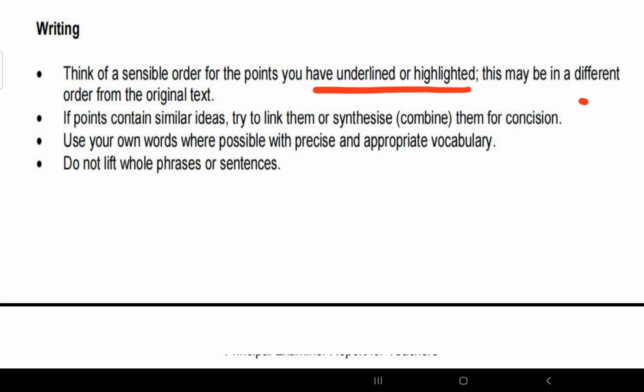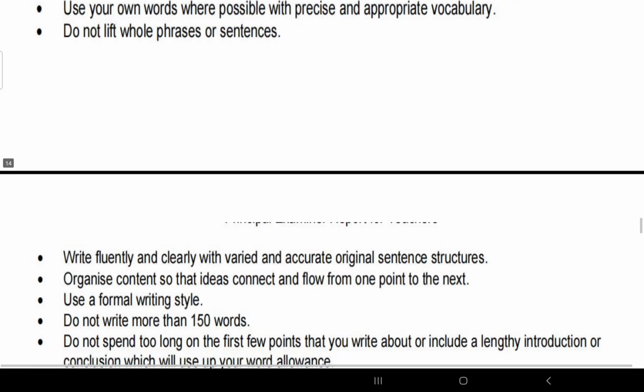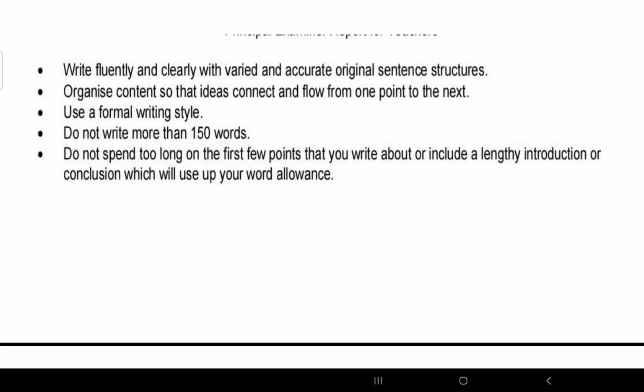Then if points contain similar ideas, try to link them or synthesize them for concision. If there are similar ideas in the text, you can just combine them together. Use your own words where possible with precise and appropriate vocabulary. Do not lift or copy whole phrases or sentences. This is for writing. I hope you all are clear about it.